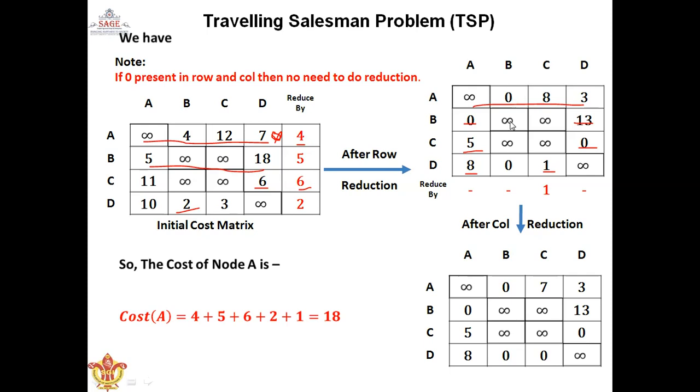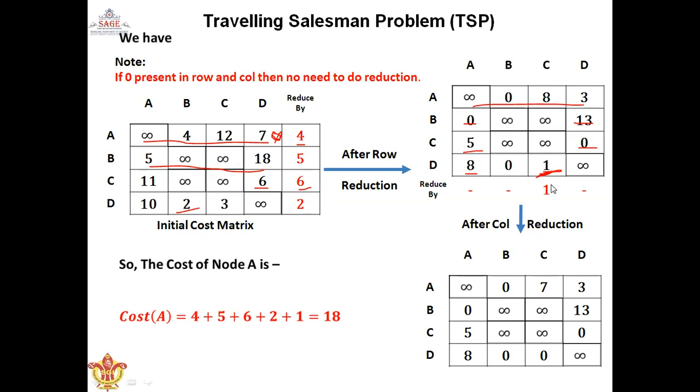This column is again having 0 values. Okay, we are not going to reduce this one. In this column we have no 0, we have 1 there. This is the minimum. We are going to take this one. And in this column we have again 0, so this column will again not be reduced.